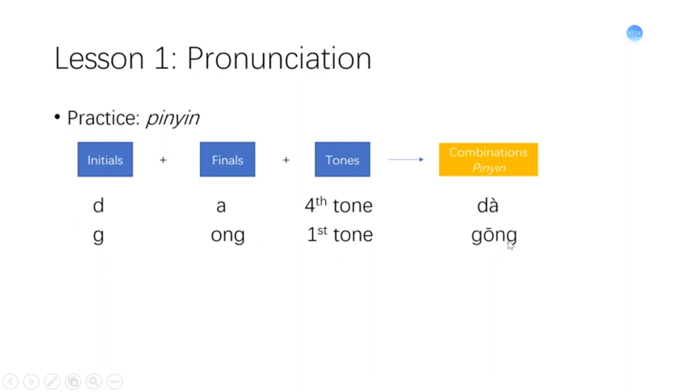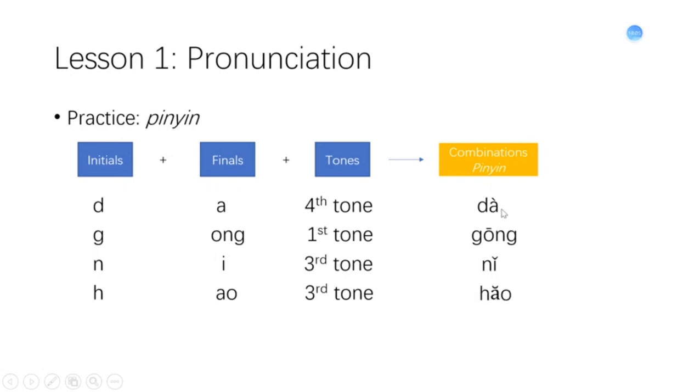Okay, da. Next one. Initial g, final ong, and read on the first tone. Gong. Let's read together. Gong. Okay, next one. Initial n, final i, and read under the third tone. How to read it? Ni. Okay, ni. And the last one. Initial h, final ao, and read under the third tone. How to read it? Hao.